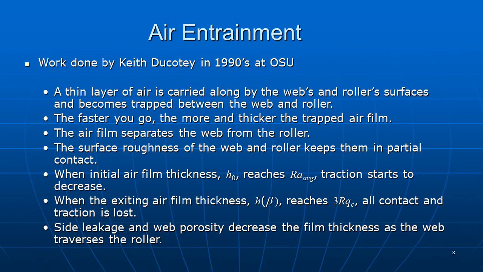The surface roughness of the web and the roller keeps them in partial contact, but when the initial air film thickness reaches a certain value, traction starts to decrease. And when the exiting air film thickness reaches a certain value, all contact between the web and the roller is lost. Now, side leakage out the sides of the web and web porosity decrease the film thickness as the web traverses the roller.